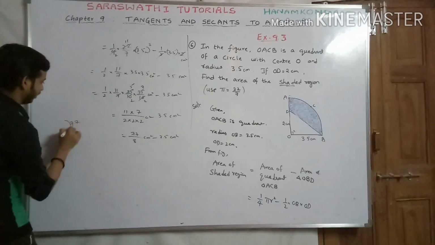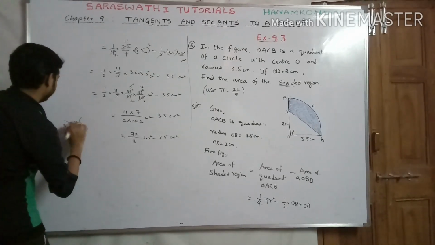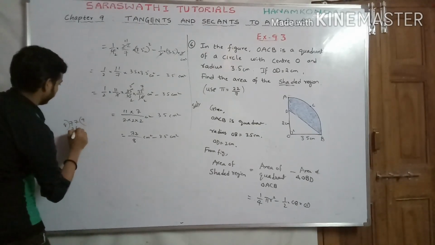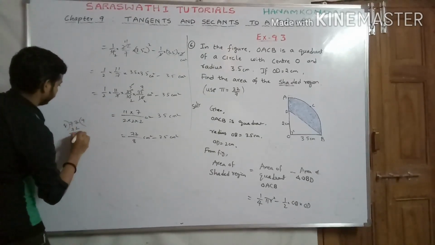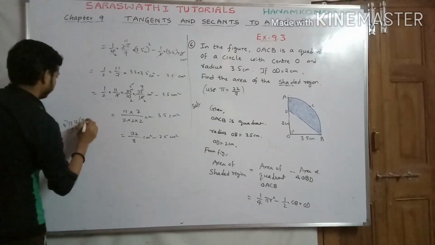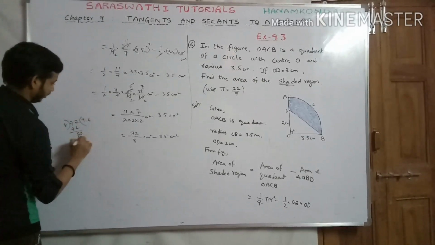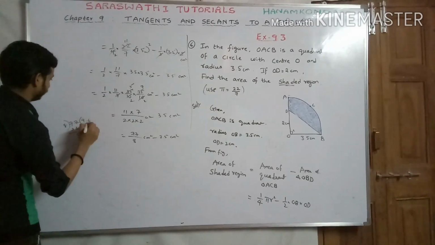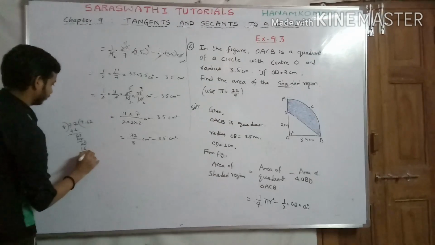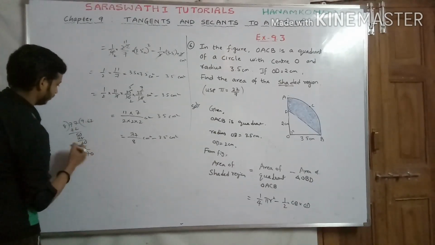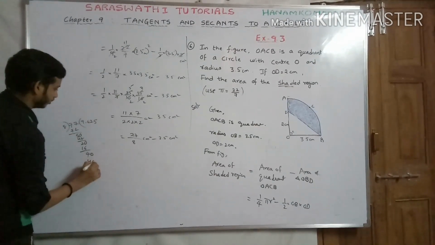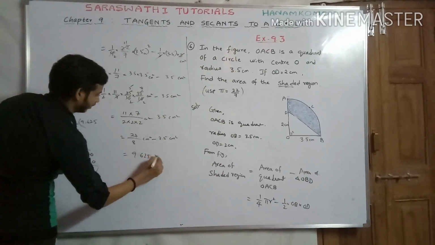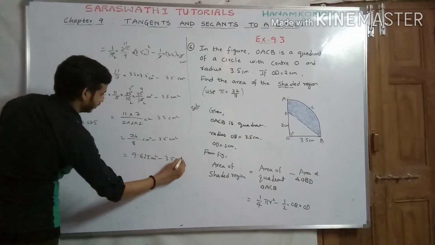Now 77 by 8. 8 9s are 72, so the remainder is 7 minus 2, which is 5. 8 6s are 48, so after one decimal we can put 0. 8 2s are 16, remainder 4. After the decimal we can take 40, and 8 5s are 40. So the remainder is 0. So 9.625 centimeter square minus 3.5 centimeter square.